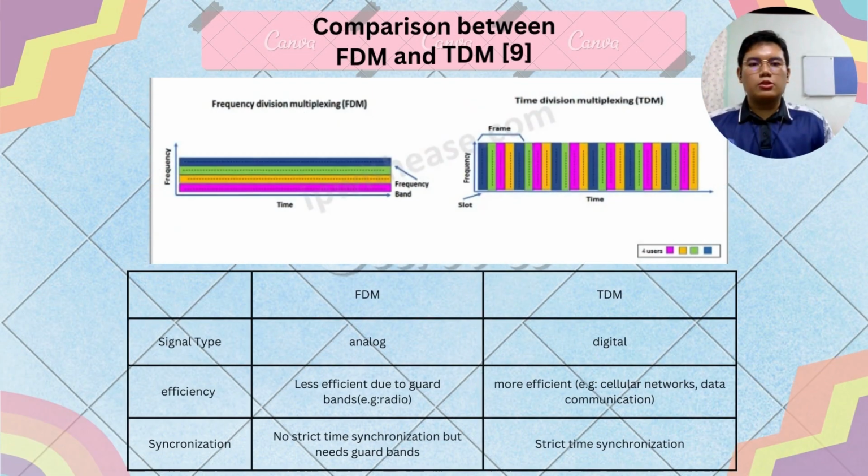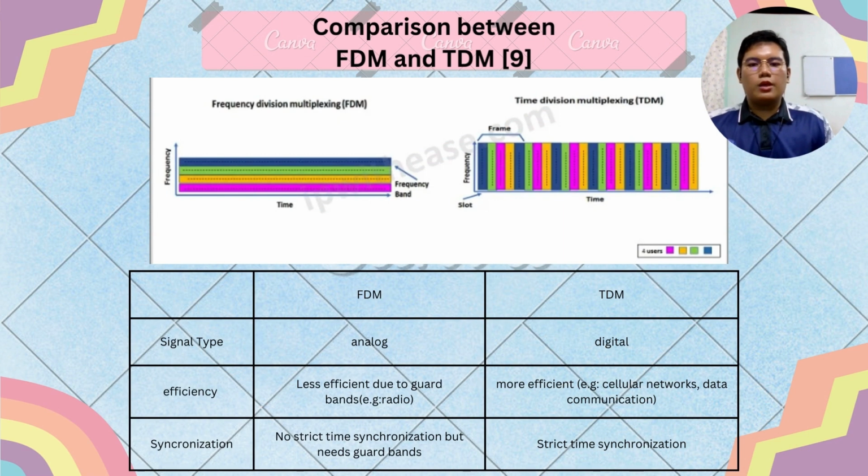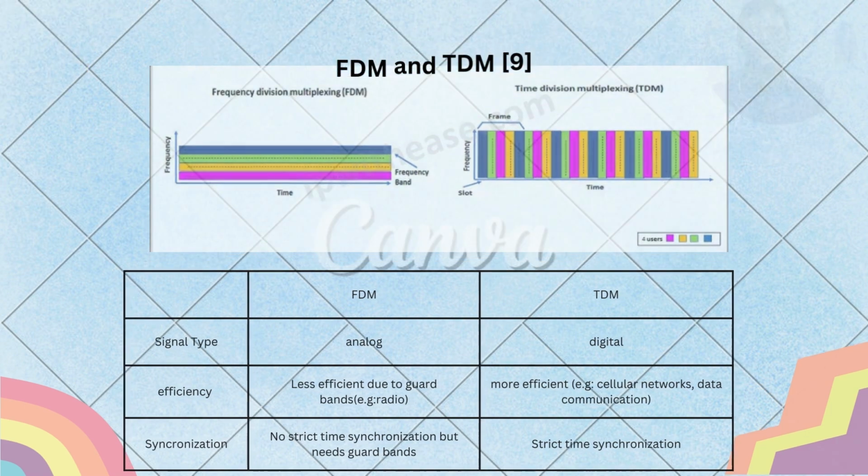So now moving on to the comparison between FDM and TDM, where FDM uses analog signal type and TDM is digital. FDM is less efficient due to cut bands, for example radio, and TDM is more efficient, such as cellular networks and data communication. FDM doesn't have strict time synchronization, but it needs cut band, while TDM has strict time synchronization.